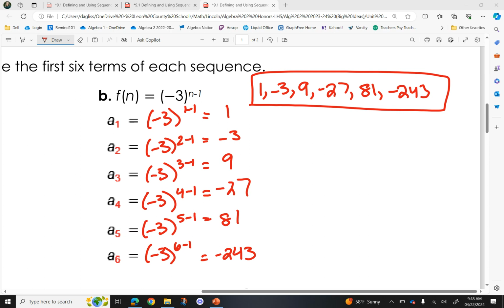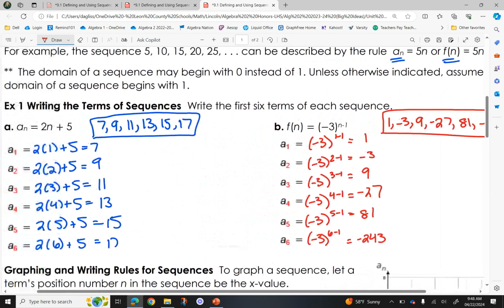Does it make sense that these numbers are switching back and forth between positive and negative? Yeah. How come? Because if it's raised to an odd power, it keeps the number negative. If what's raised to an odd power? A negative, yeah. So if our base is negative, whenever it gets an odd exponent, it will stay negative. Okay. Good. All right. Let's compare here.